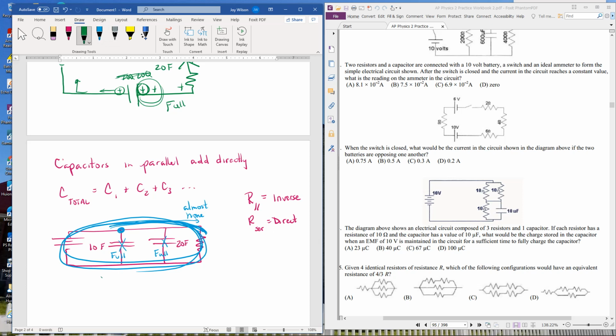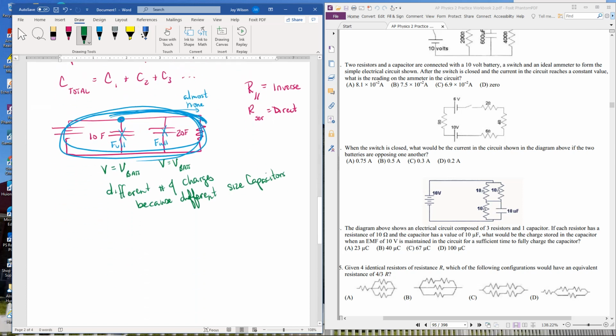So what happens here? Well, the voltage on this one will equal the voltage of the battery, and the voltage on this one will equal the voltage of the battery, but we will have different amounts of charge because they're different size buckets. They are different size capacitors. One can take twice as much water as the other one. And once they're filled up, they don't allow any more current to flow.